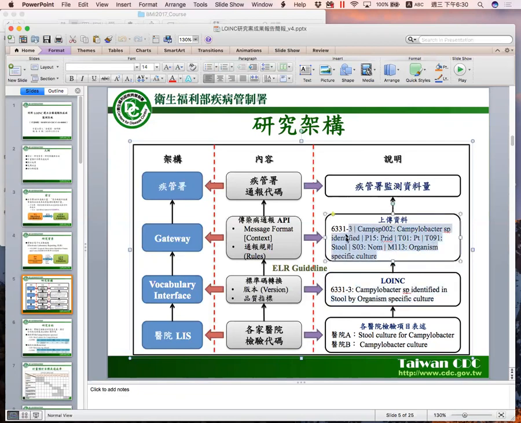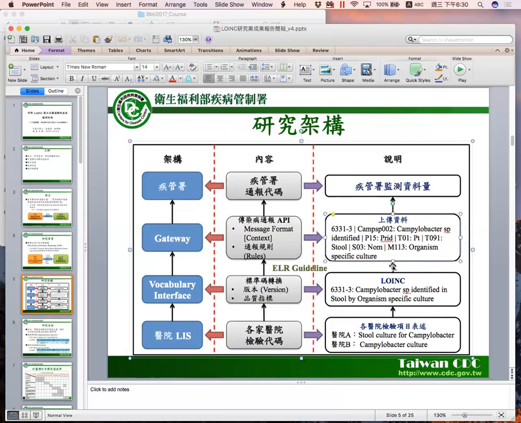Here we use the HL7 message, which is a syntax standard, to submit the LOINC.